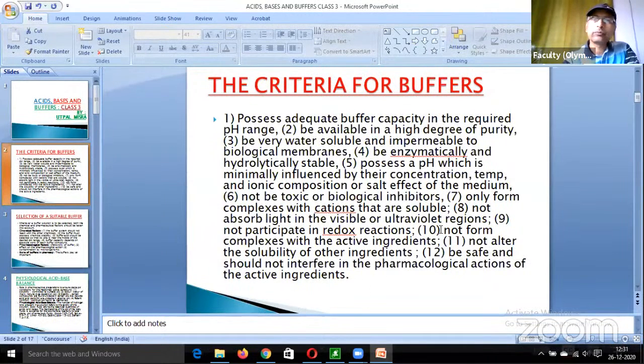And if it forms complexes with cations, they should be soluble. It should not absorb light in the visible or UV regions. It should not participate in redox titration. And it should not form complexes with the active ingredients of your pharmaceutical system. The active ingredients present in your pharmaceutical system, the buffer should not react with them. It should not make any complex with them, or alter the solubility of other ingredients. Otherwise your process will be disturbed. And it should be safe and should not interfere in the pharmacological action of the active ingredient.